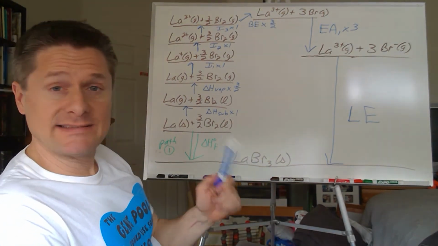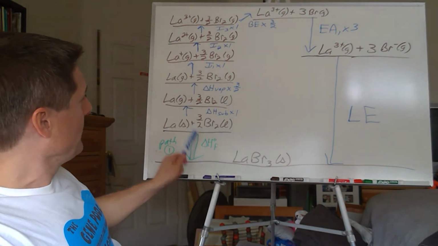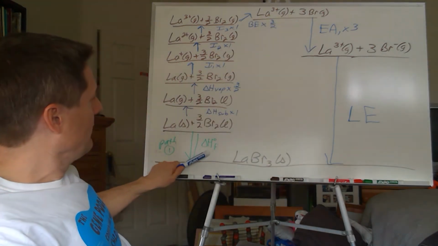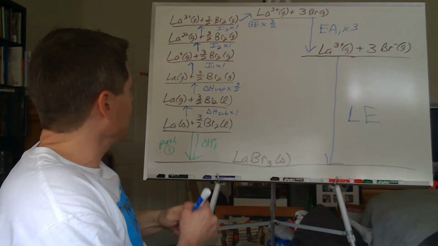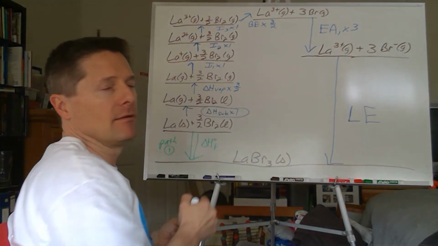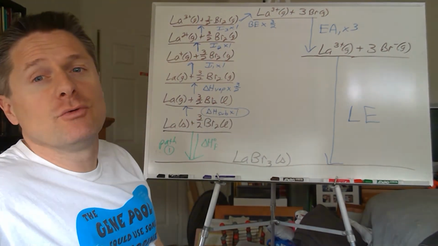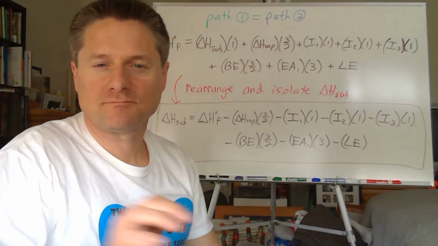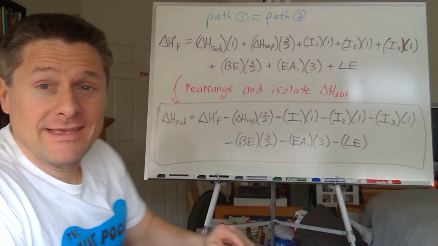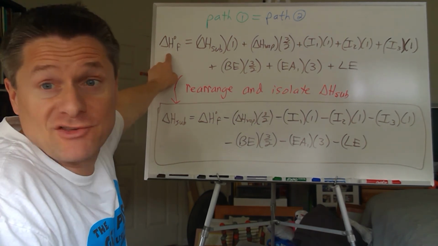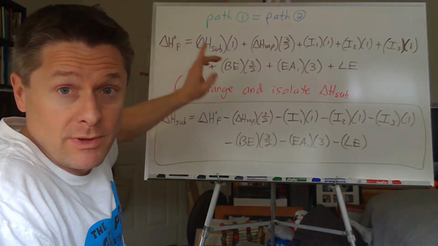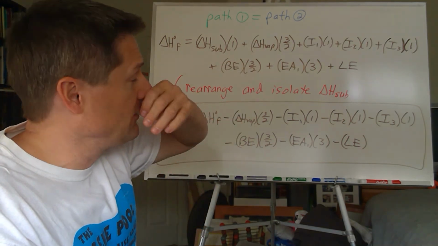Not too bad. So let's set up the equation. Path 1 equals path 2. So that will equal that plus that plus that plus that plus that plus that plus that plus that. And let's isolate for that. I'm going to erase this. You do it on the next board for me. Let's see if you got this, right? So path 1 is always the standard heat of formation. Always. This is the one step. Path 2, get to the ions in the gas phase and use the lattice energy.